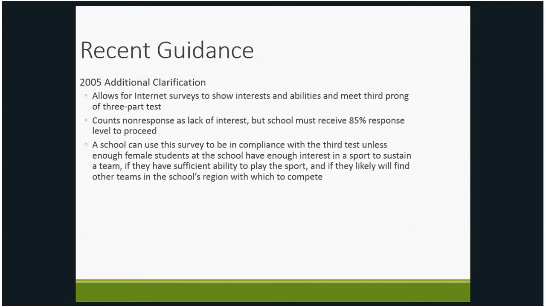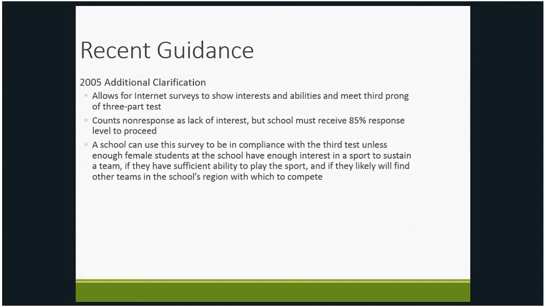So recent guidance in 2005 gave more clarification, especially for that third prong, which said internet surveys can show interest and abilities and meet the third prong. That was the one that said the interests and abilities of the underrepresented sex are fully accommodated. Well, we can't just say that our women on our campus don't want any more sports. You need to show proof. And part of this in 2005 said internet surveys are fine. However, non-response counts as a lack of interest.